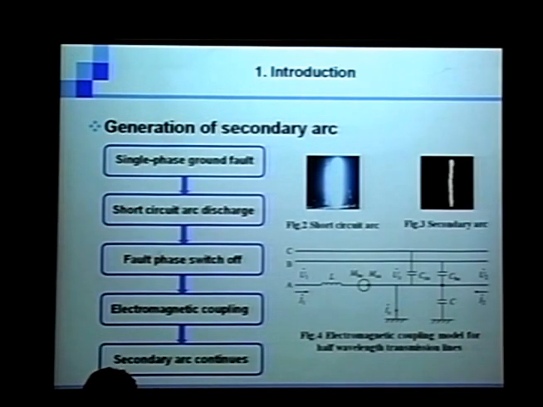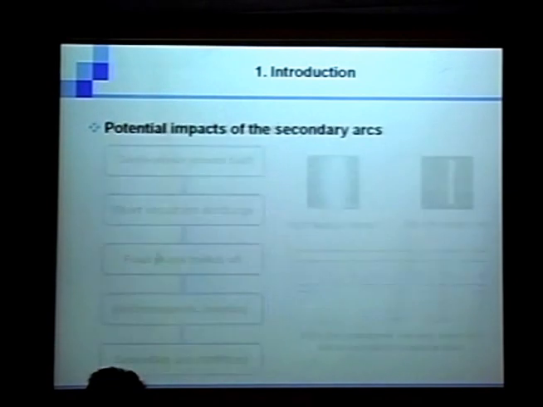This figure gives you the short circuit arc. Then the next figure is the secondary arc. Next, we have done on-site experiments with the UHV transmission line. It's not a half-wavelength transmission line. It's just the UHV transmission lines in China. We have done on-site short-circuit tests with arc discharge, recorded by video systems.